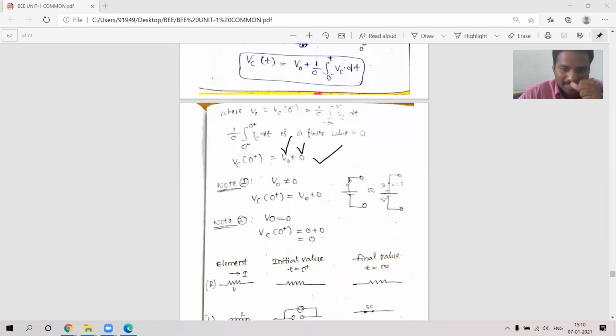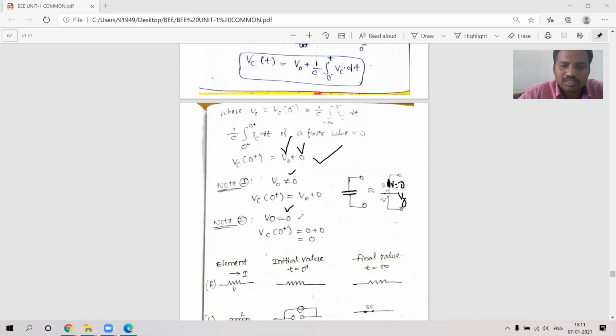So this is the capacitor actually. Capacitor means the same parallel lines we need to take. Two parallel lines I have taken. This capacitor is replaced by, if V naught is not equal to 0, that is V naught plus 0, the voltage source V naught in series with a short circuit, which has voltage 0.